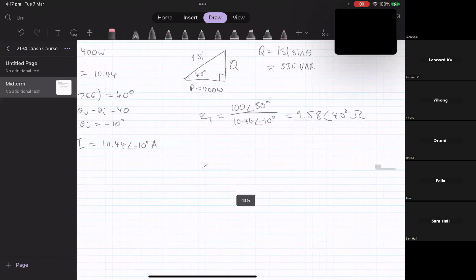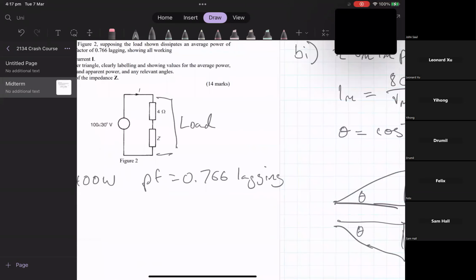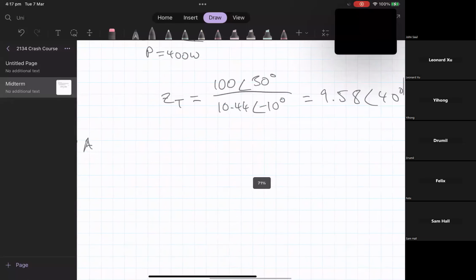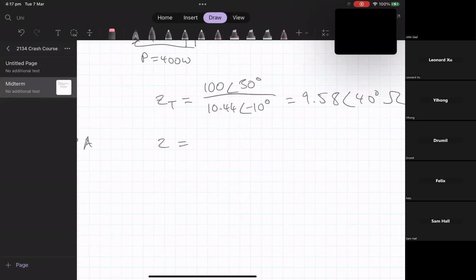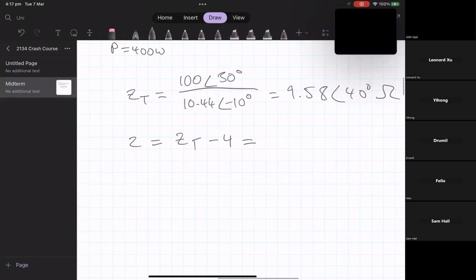Getting Z from our total impedance is simply subtracting the 4 ohms we see in this load to leave us with just Z. So we will take Z equals Z total minus 4. And again, you can split this into the real and imaginary parts, or you can use a complex calculator and you should get 7 angle 54 degrees in ohms. And I think that covers that question.